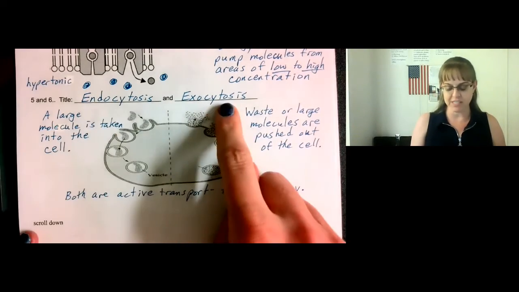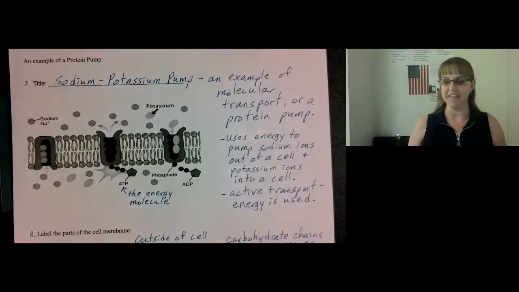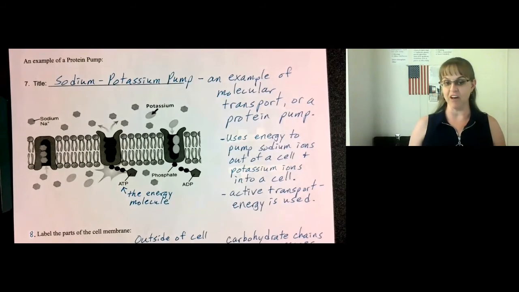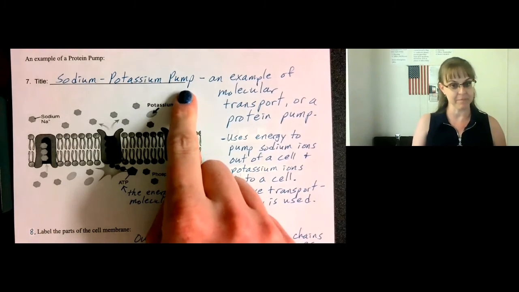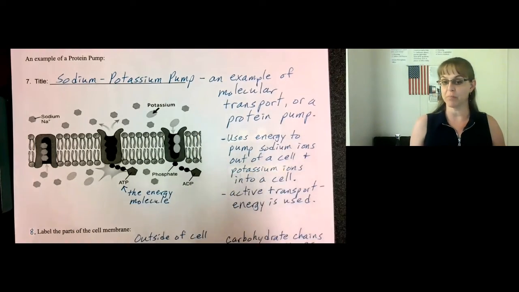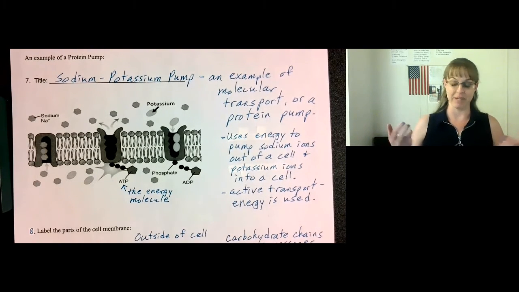Both endocytosis and exocytosis are active transport. They use that ATP energy to make it happen. Now, a specific example of molecular transport is the sodium-potassium pump. So this is a special protein pump that has a name to it. And this protein pump pumps in potassium and pumps out sodium. So that's why it's the sodium-potassium pump.